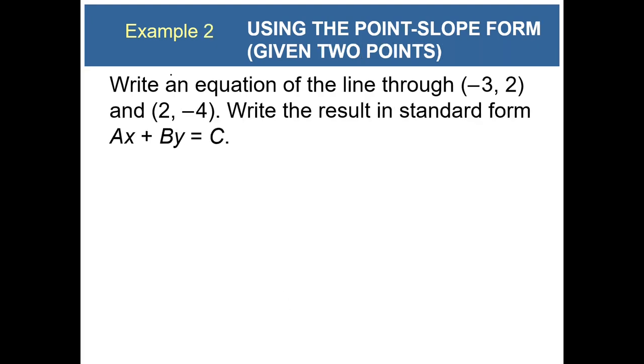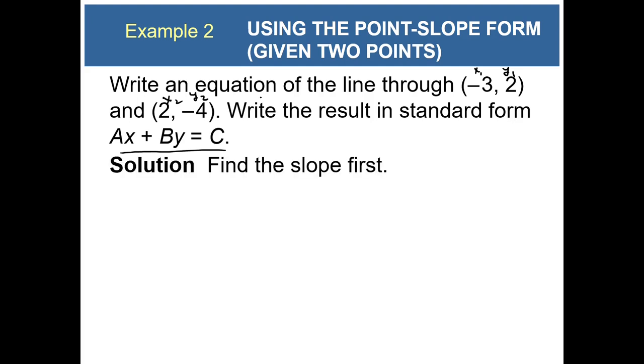Example 2. Write an equation of the line through -3, 2 and 2, -4. Write the results in standard form, Ax plus By equals C. We will start by labeling the points x1, y1 and this point x2, y2. And we'll have to find the slope first.